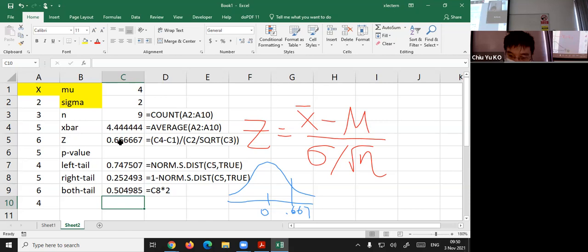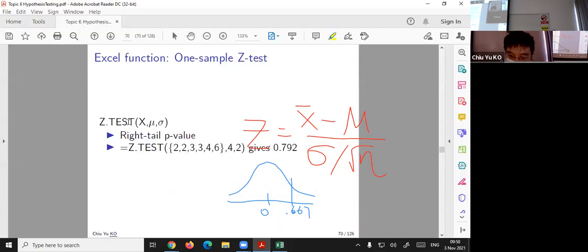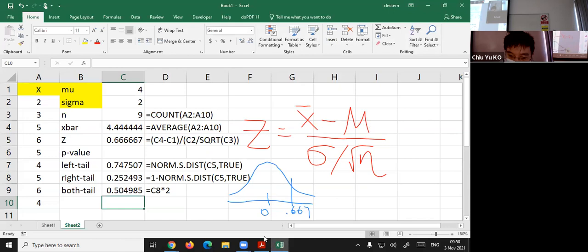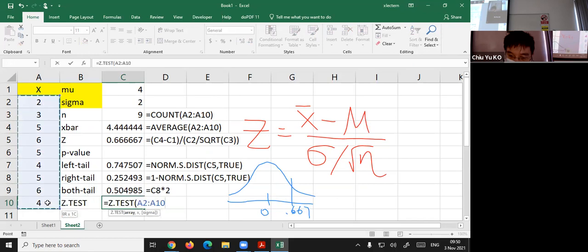Now let's use the Excel formula. We call the norm test, Z test. So use the idea we call the Z.TEST. Okay, so let's do it. Z.TEST: you put the set of data, put the mu, and put the sigma.